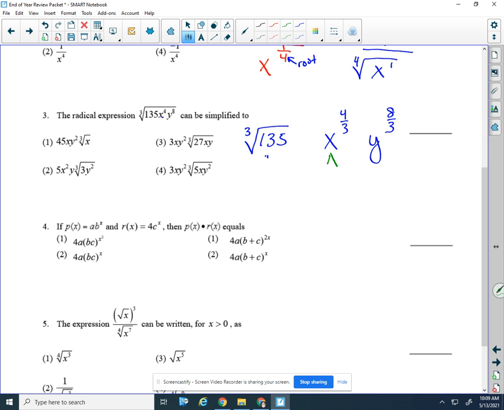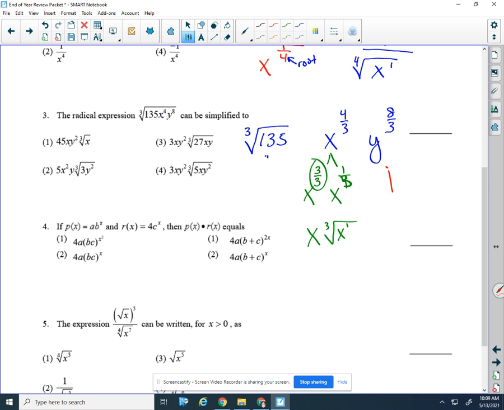So when I simplify x to the 4 over 3, you want to break it up into 2 pieces where one, the fraction will cancel out. So this becomes x to the 1, and the leftover is x to the 1 over 3. And then this becomes cube root of x to the 1.